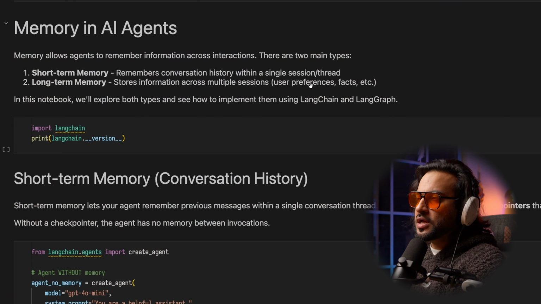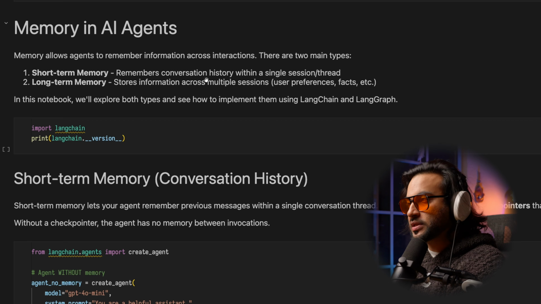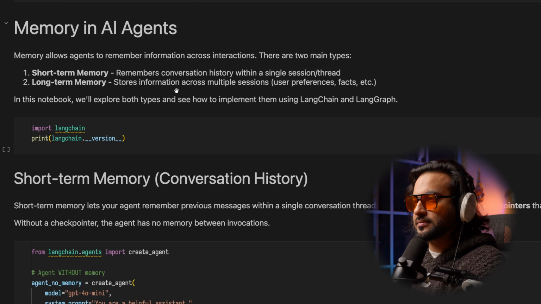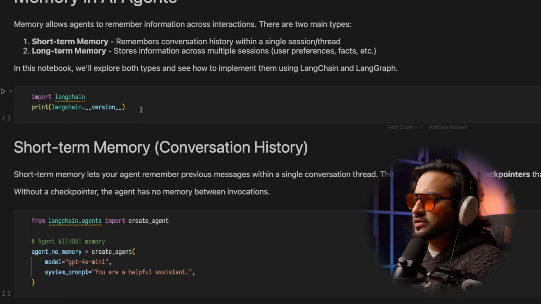Let's get to it. So here's the notebook that we'll explore today, and we're looking into memory in AI agents. We will be going into the practicals of short-term and long-term memory. The short-term memory, as it says, remembers the conversation history, and the long-term memory is to store information like user preferences, facts, and other things. So we'll just dive right in.